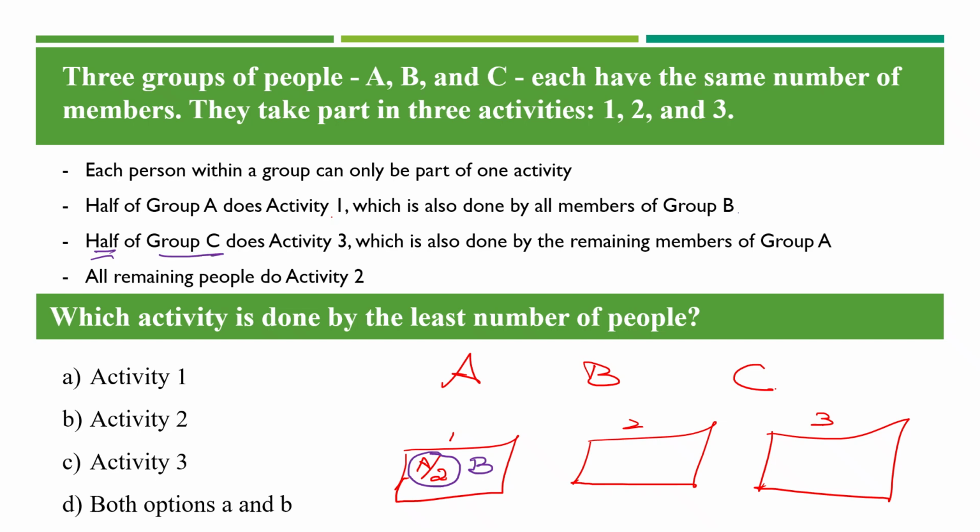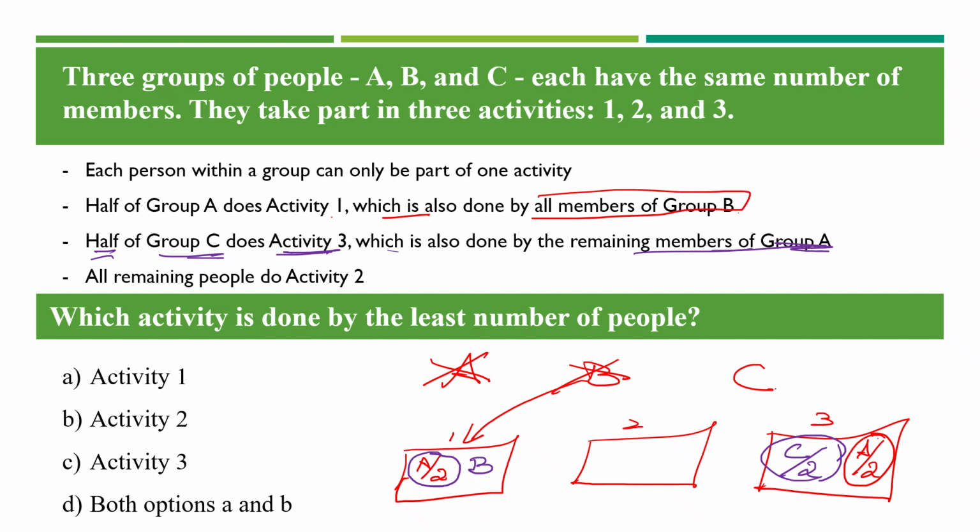Half of group C does activity 3. I mention it as C by 2, which is also done by the remaining members of A. So let's put it as A by 2 again. Members of A are completely done, and the members of B are completely done. There is no member left in group A and group B.